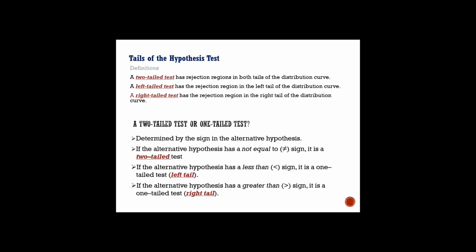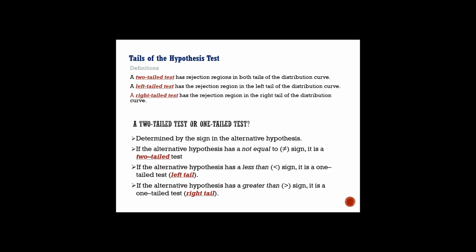We do, however, have different types of hypothesis tests. Where in confidence intervals we're always basically splitting alpha into 2 parts and putting 1 in each tail, that would be considered in hypothesis testing a 2-tailed test. In a 2-tailed test, there's a rejection region in each tail, in both tails of the distribution curve, just like we did in confidence intervals. Divide alpha by 2, put half of it in each tail.